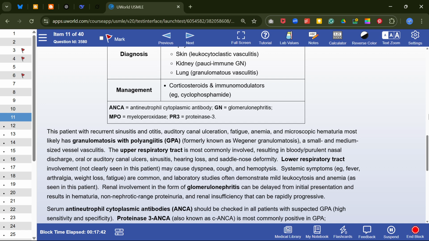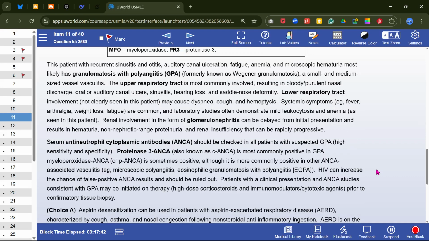Systemic symptoms, fever, arthralgia, weight loss, fatigue are common. Lab studies often demonstrate mild leukocytosis and anemia, as seen in this patient. Renal involvement in the form of glomerulonephritis can be delayed from initial presentation and results in hematuria, non-nephrotic range proteinuria, and renal insufficiency that can be rapidly progressive.